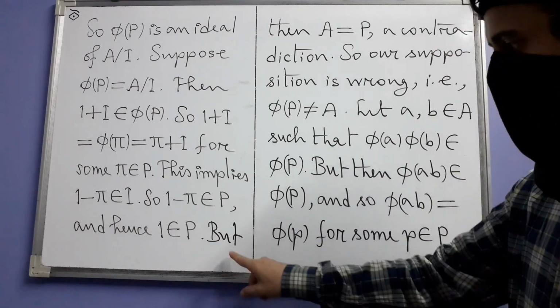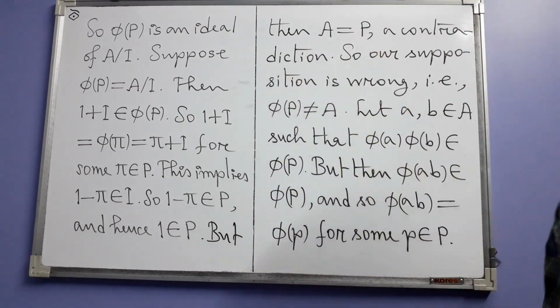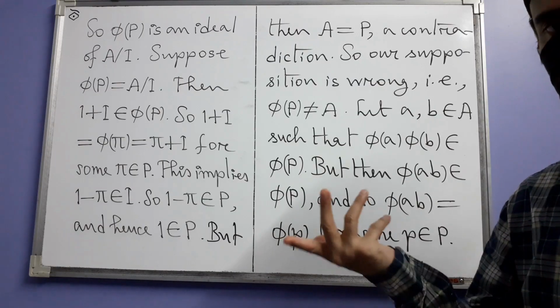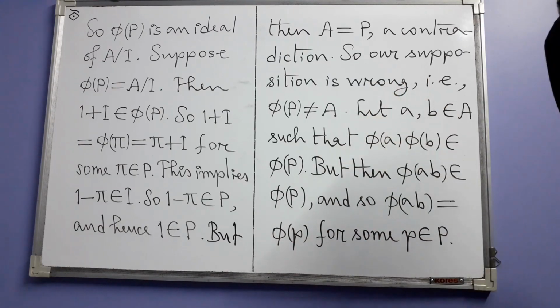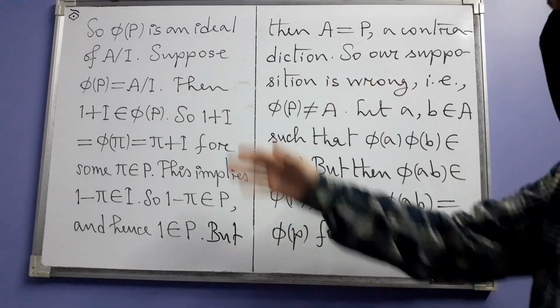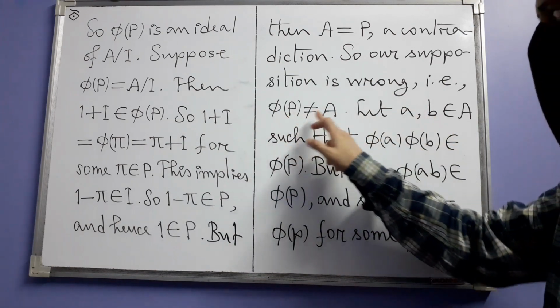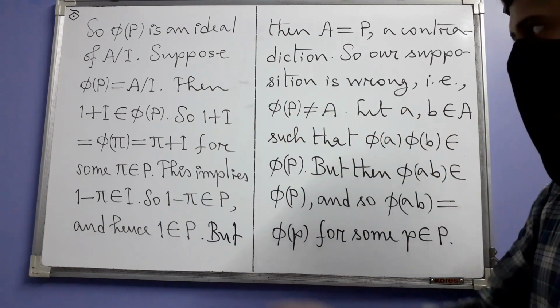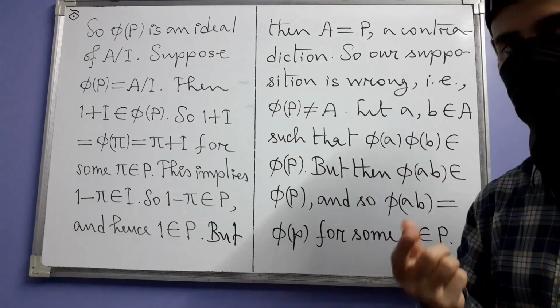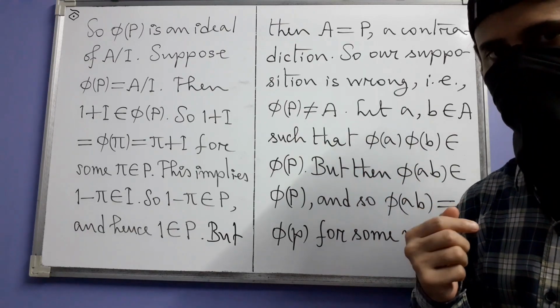Okay, so we continue from here, but then A is equal to P, which is a contradiction. Now you know why, because P is a prime ideal. So our supposition is wrong, i.e. phi of P is not equal to A. So now we have additionally established that phi of P, besides being an ideal, is the proper ideal.